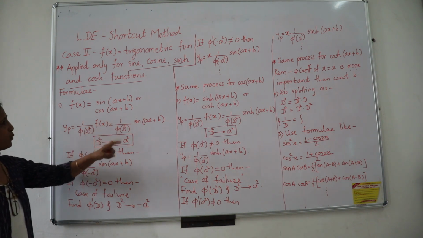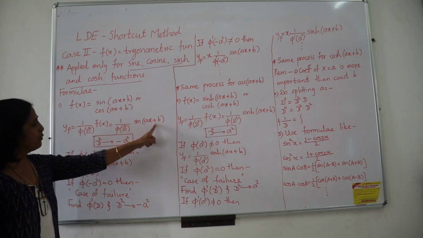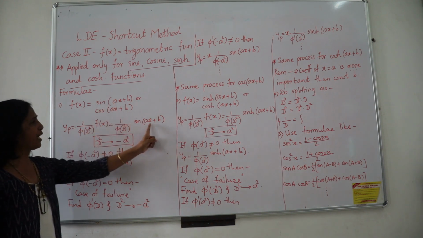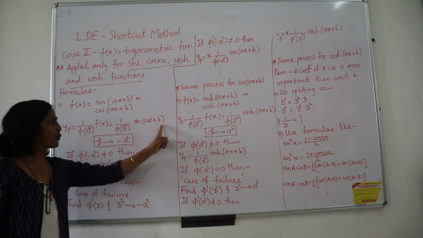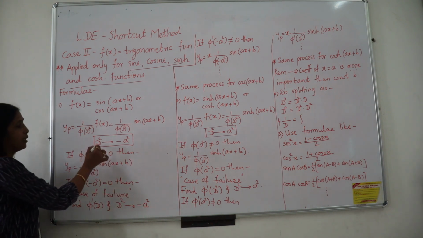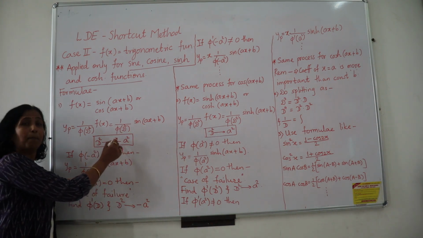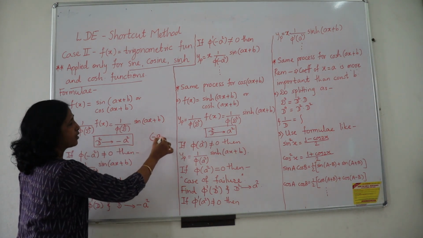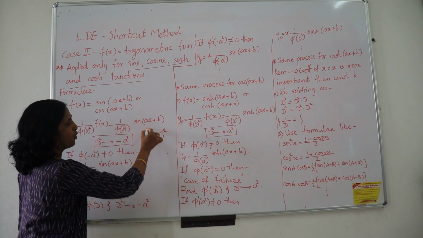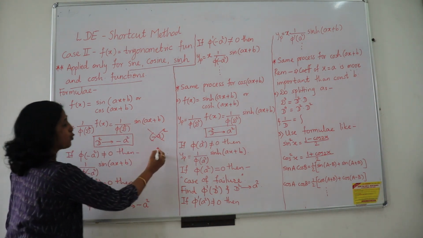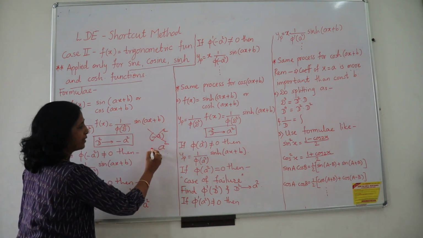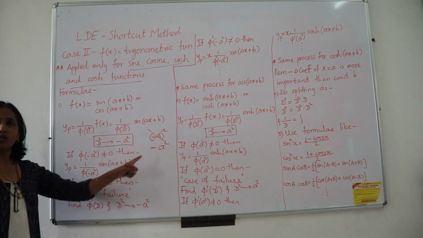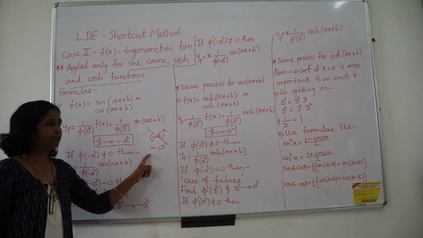So 1 upon phi(D square), out of these I am discussing only one function for you, sin(ax+b). And what is the rule? See here, D square is replaced by minus of a square. Just remember, it is not (minus a) square. This is a very common mistake. So first of all take a square and then give the minus sign. This is something very important to be noted.